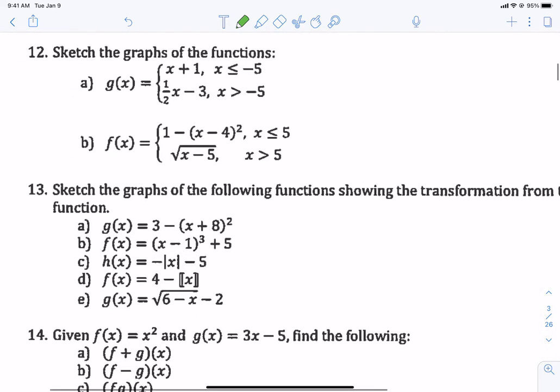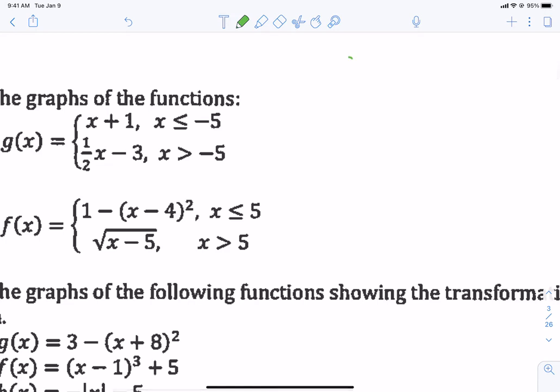Okay, let's take a look at 12. We're going to just discuss the graphs real quickly, and if you have questions, let me know. So 12, this is a piecewise function. It's going to be a line till negative 5, and another line after negative 5. Okay, and so basically what you want to do is draw that line.